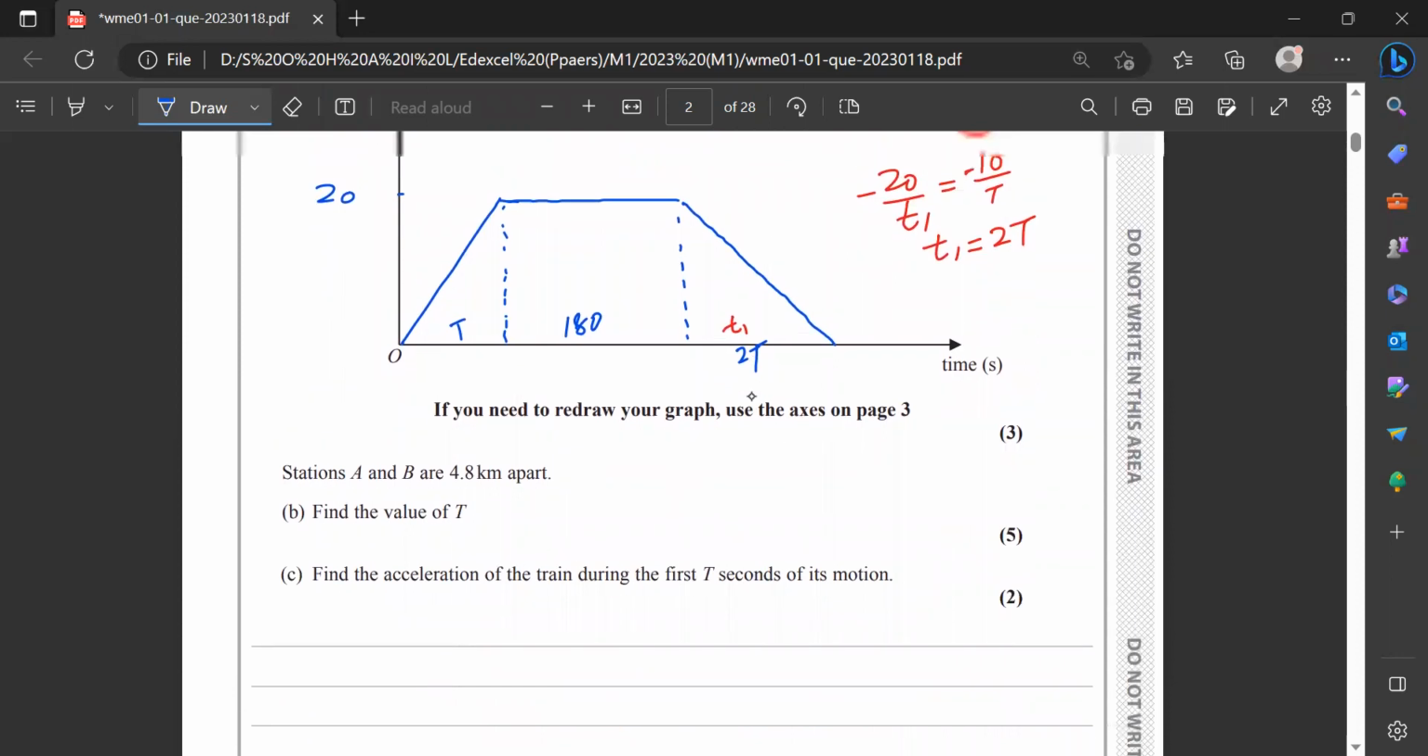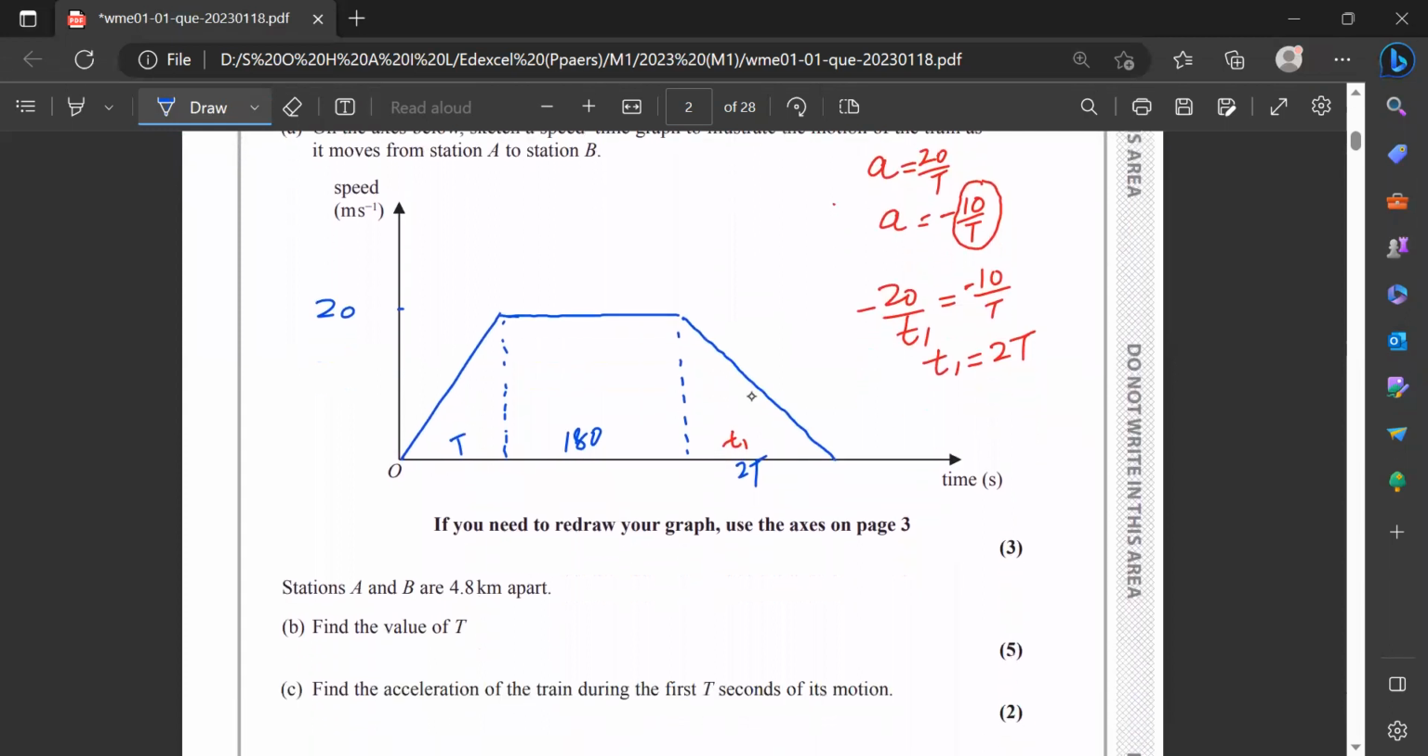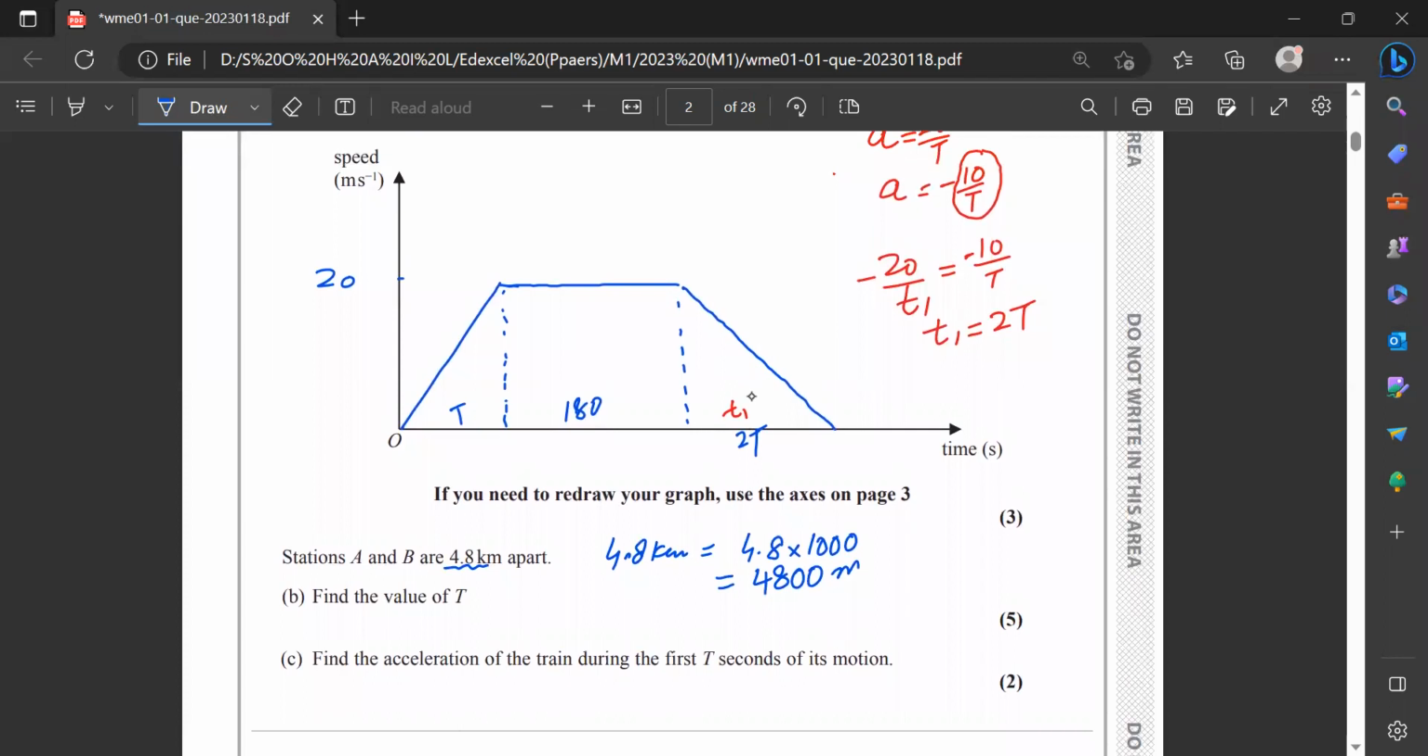Next is find the value of t. Before that, there's important information given that the stations A and B are 4.8 kilometers apart. So 4.8 kilometers. Change this to meters because we have meters per second on the vertical axis. So 4.8 multiplied by 1000 is equal to 4800 meters.